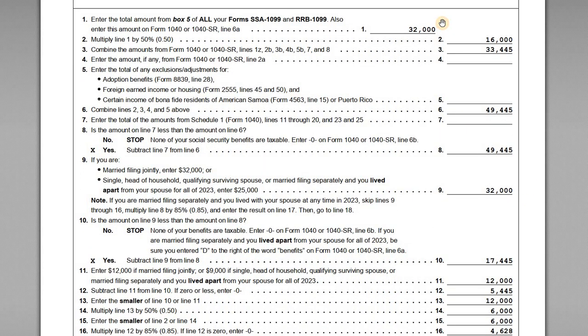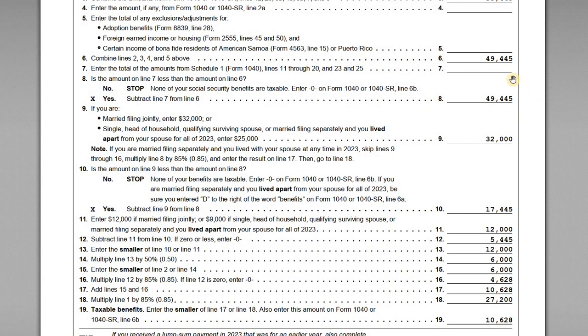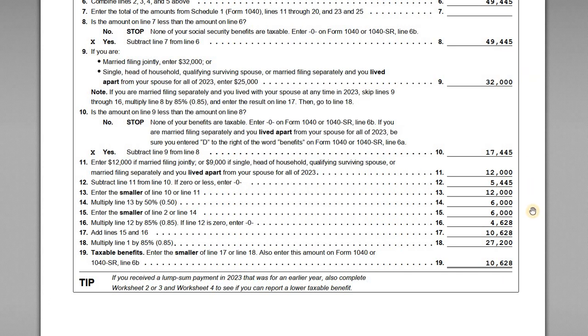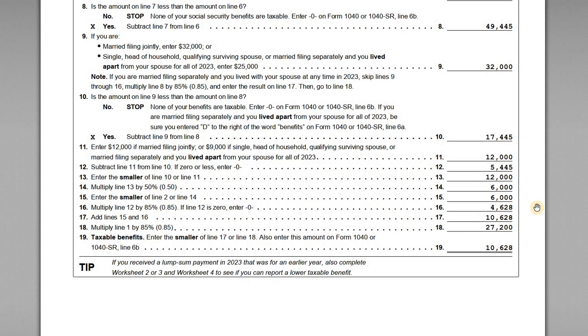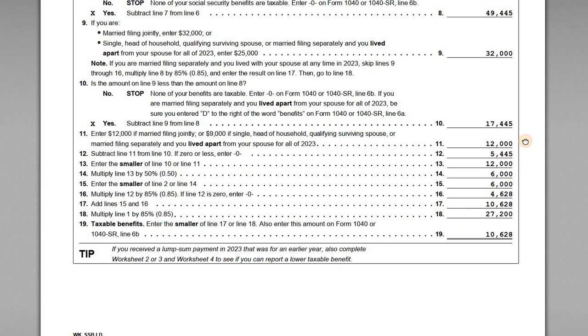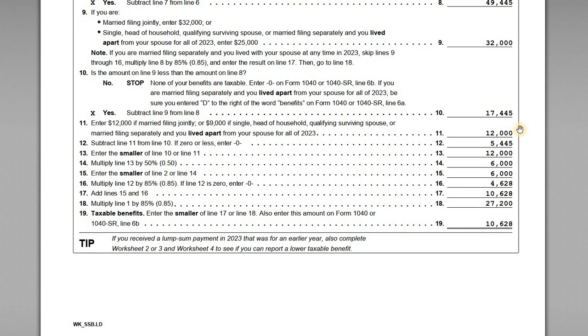We've got the same $32,000 figure on line 1. 1/2 the benefits are $16,000, and then all that other income is $33,445. So now our total income, total other income plus 1/2 of the benefits, is $49,445. The $32,000 base amount for our married filing joint status leaves us with $17,445 of extra income. Line 11, we entered $12,000 because we're married filing joint. So we subtract line 11 from 10 and we're left with $5,445.